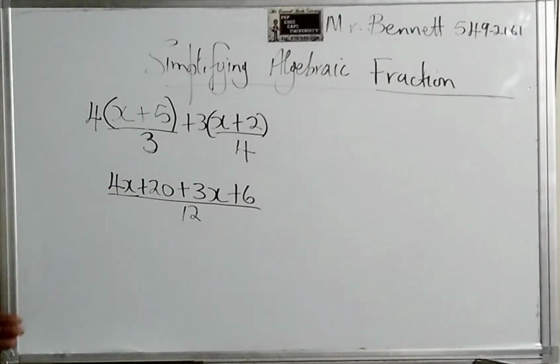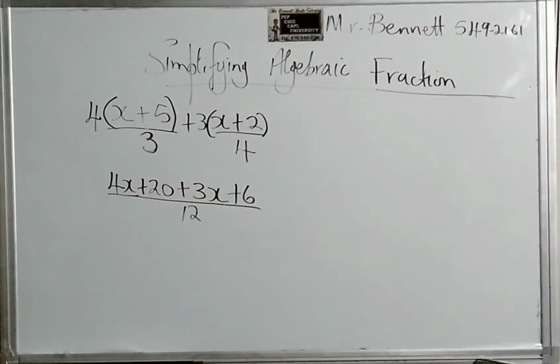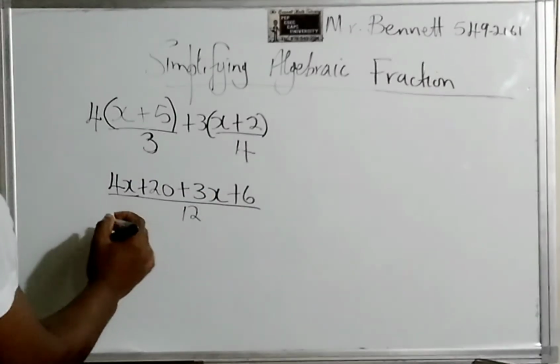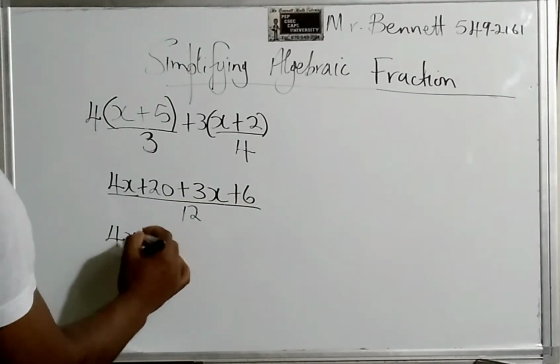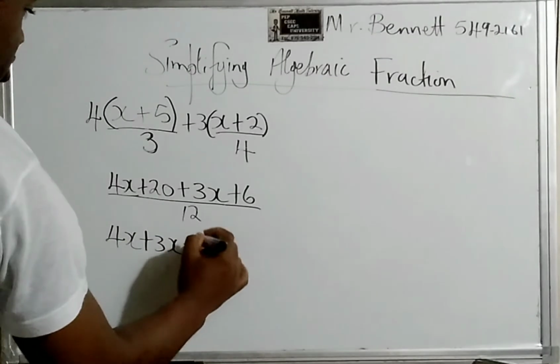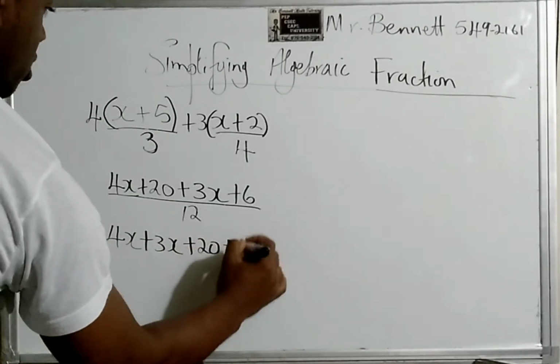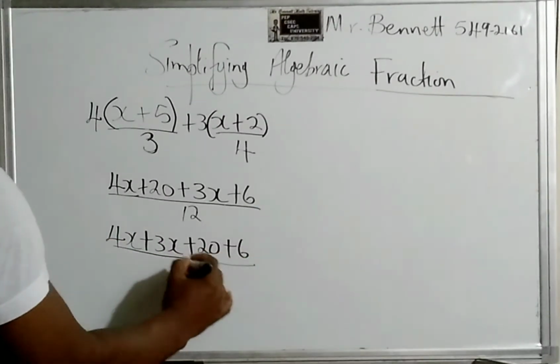What do I mean by that? Group all the x's and all the whole numbers. But remember, you must bring the sign that is in front of it. So 4x plus 3x plus 20 plus 6, all divided by 12.